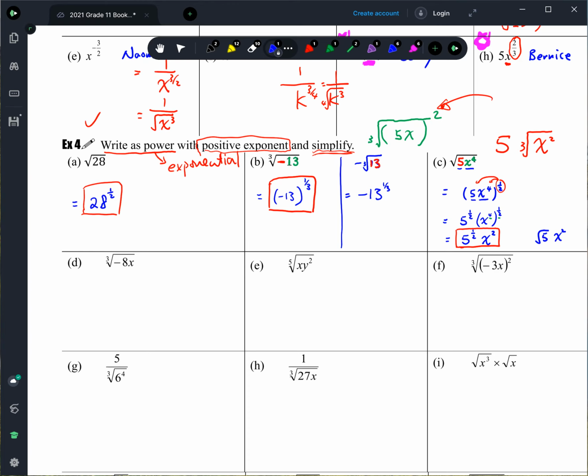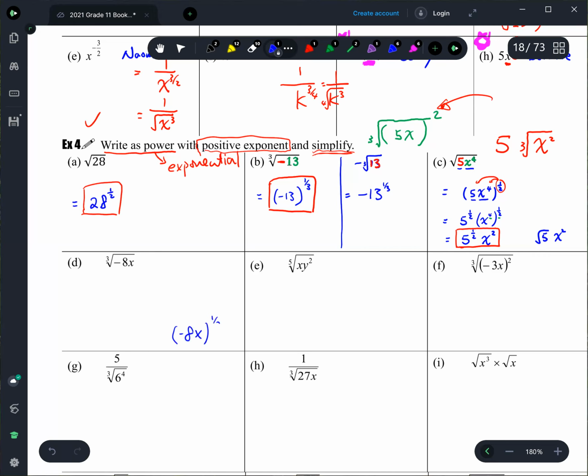Okay, so that should be enough time to do that one question, right? Any volunteer to share the answer? Geoffrey, what do you have? Negative bracket negative 8x bracket 1 over 3 to the power 1 over 3. Okay.